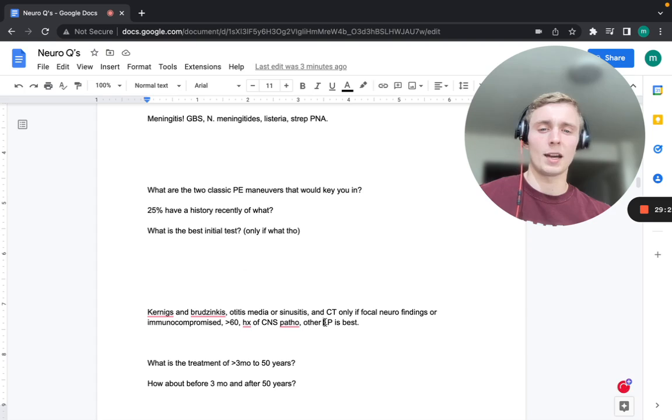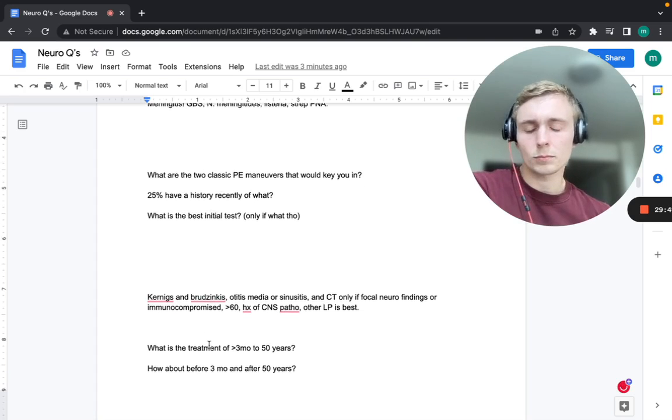Because if you do the LP and they have a mass lesion, you could risk herniating the brain. The increased pressure from the mass could herniate some of the brain through basically the foramen magnum in the base of the skull. So we don't want that to happen, obviously. So that's why we get a CT first if we have focal neuro findings. Otherwise, the LP is the best test, of course, and you'll see different types of findings depending on the pathology.